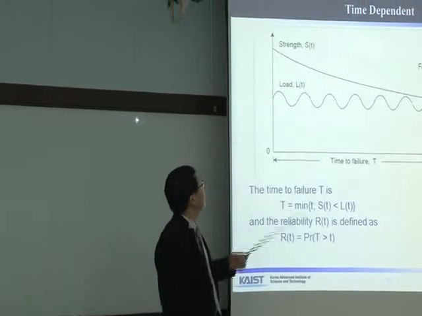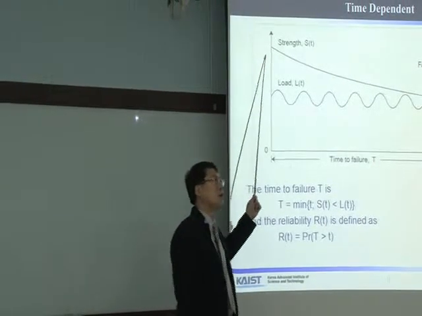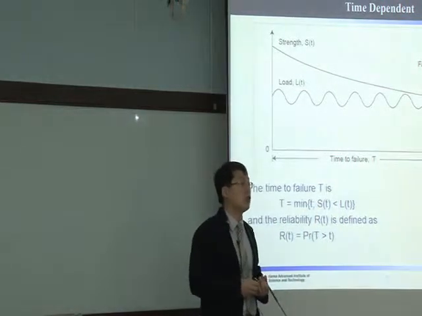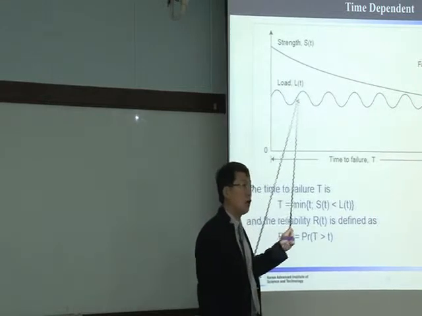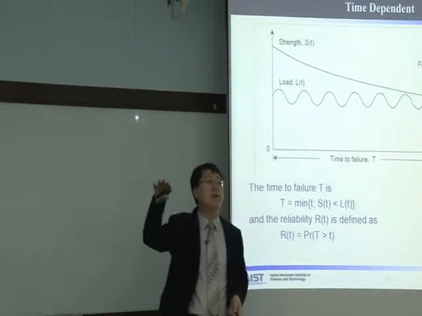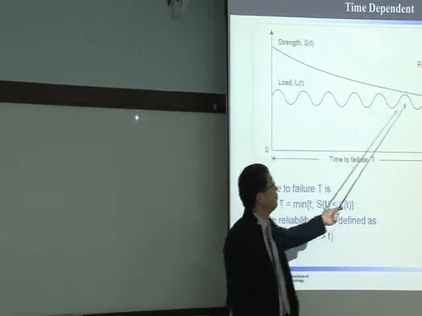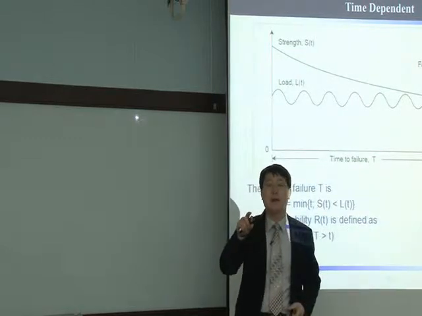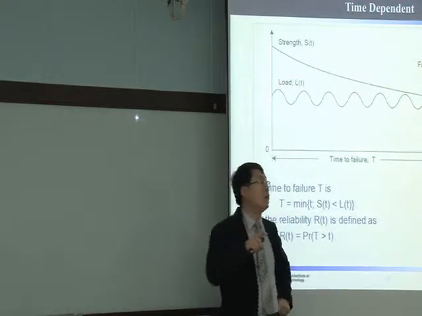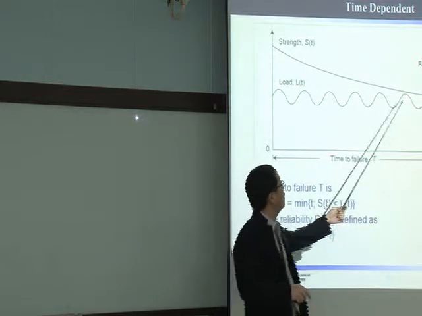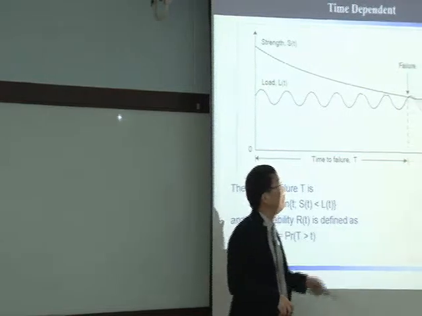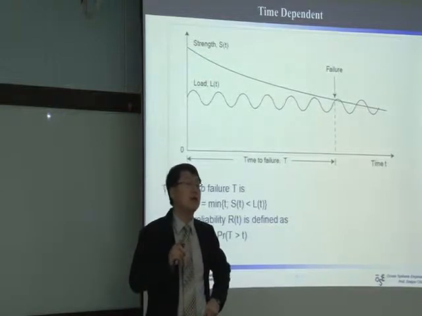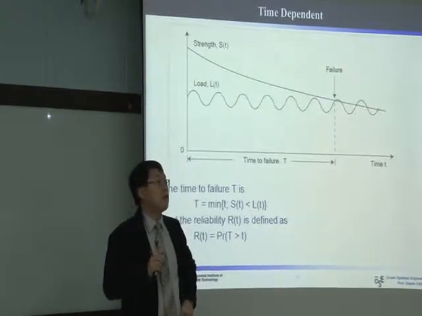As we know, the strength of the structure will decrease with time. We may call it aging of the structure. But the external load may keep a constant level. But sometimes, ultimately, the structure's strength is lower than the external load. Then we will have failure. So we call the event that the structure cannot withstand the external load a failure.